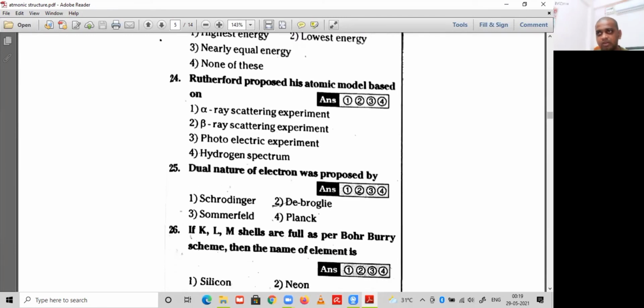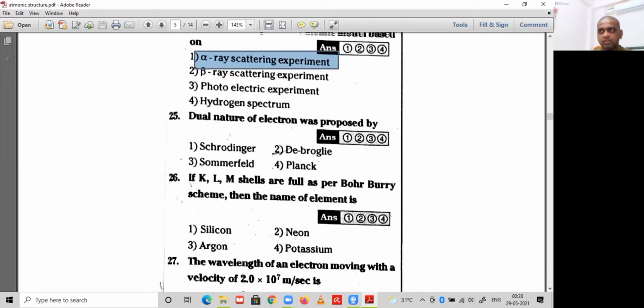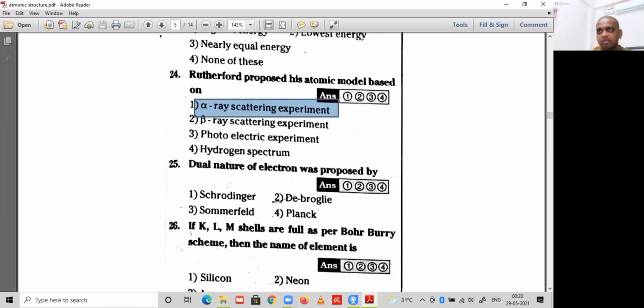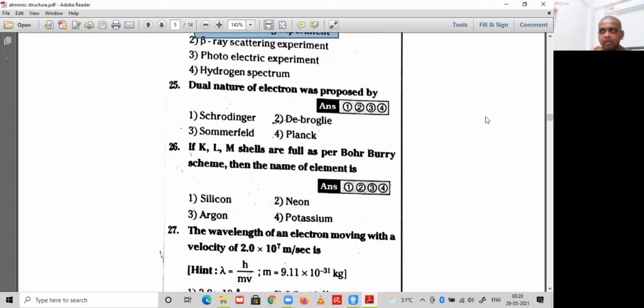Coming to question number 24, Rutherford proposed his atomic model based on the alpha scattering experiment. This concept is there in the 9th class, so go through it once. Based upon the alpha scattering experiment, Rutherford proposed the Rutherford atomic model. Question 25: the dual nature of the electron was proposed by the scientist De Broglie.